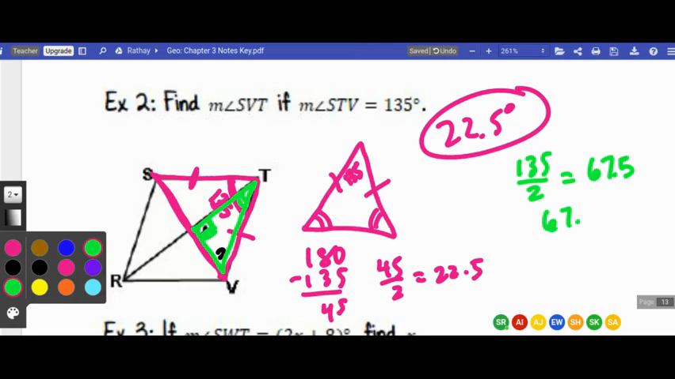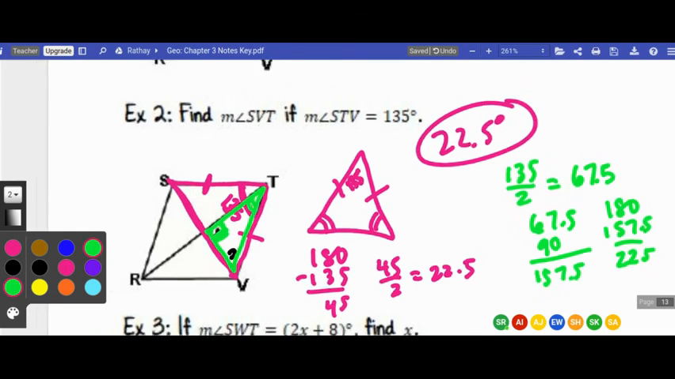Now if I take 67.5 plus 90, I get 157.5. Every triangle's angles have to add to 180 degrees. 180 minus 157.5 is 22.5. So we get the same answer either way. Just depends on how you choose to look at it.